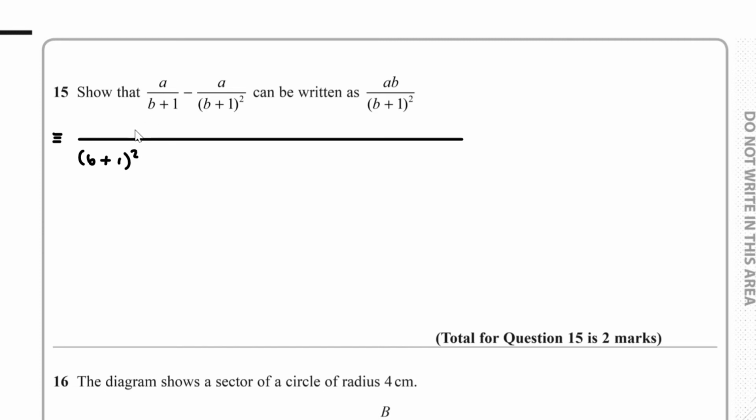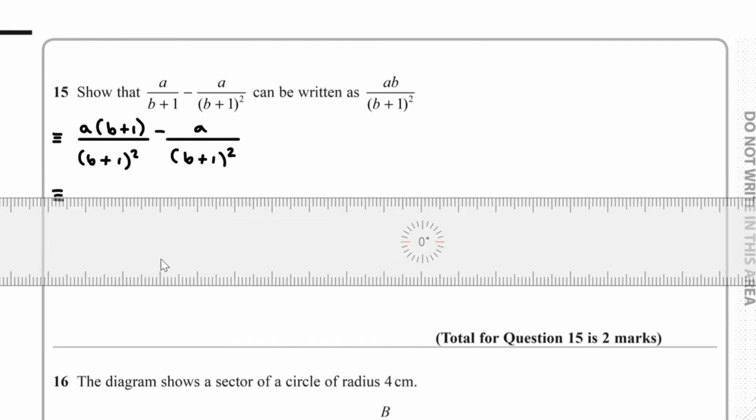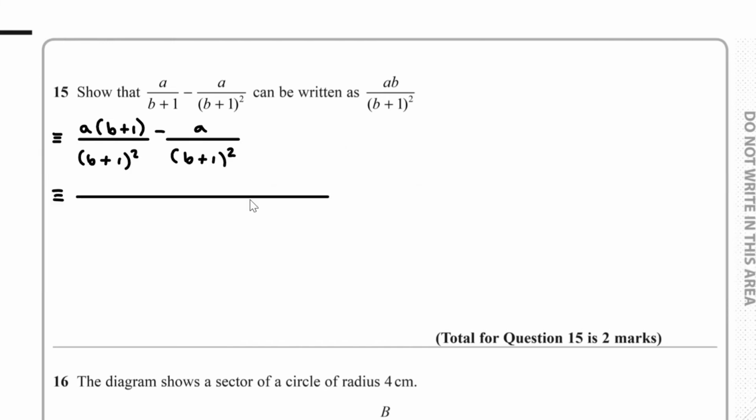Now, for us to have a b plus 1 all squared at the bottom, I need to have a lots of b plus 1 at the top. It's as though these cancel out, leaving us with a over b plus 1. And then I'm going to subtract off a over b plus 1 all squared. So now I need to simplify all of this. So this is equivalent to, I'll grab my ruler again, a lots of b plus 1 minus a over b plus 1 all squared. So now we can simplify all this.